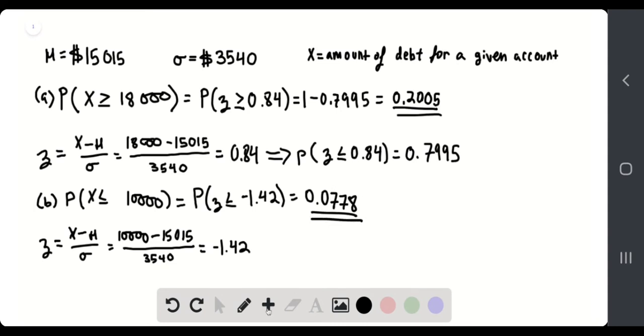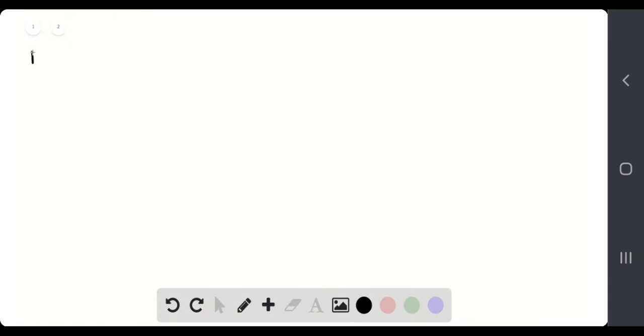All right, we need to move to a new page. So I'm just going to rewrite the mean for reference's sake, and our standard deviation is 3,540. All right, next, we need to find the probability that the debt for a good borrower is between 12,000 and 18,000. So this is part C, and it needs to be between 12,000 and 18,000.